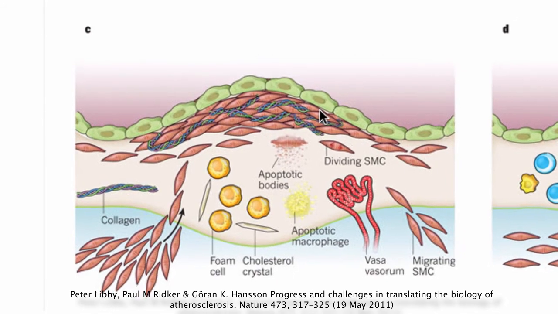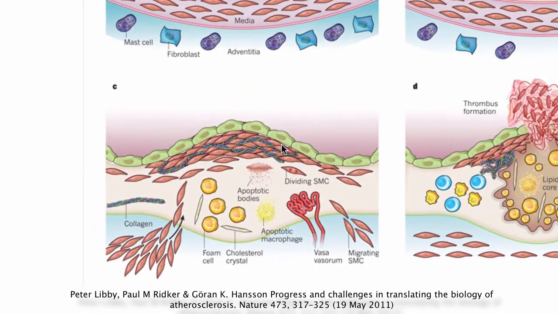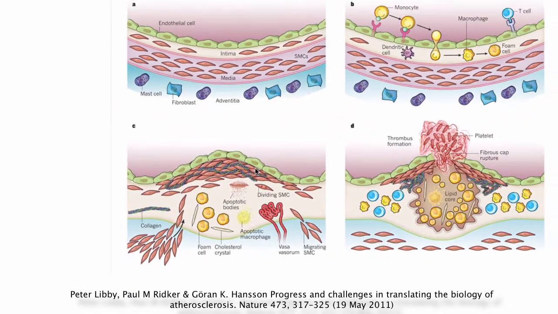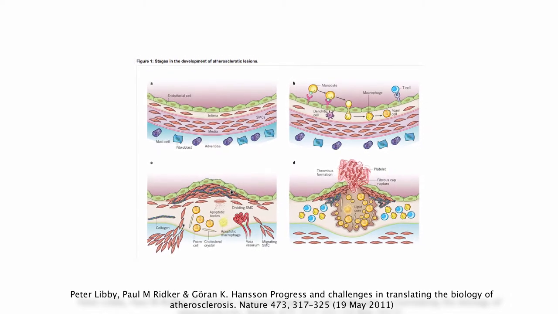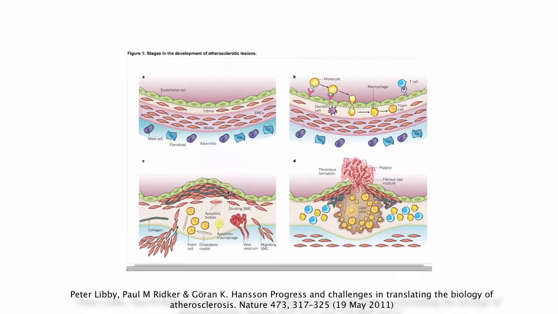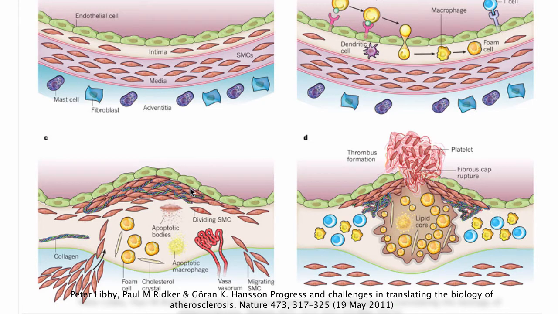It's important to note that as many plaques progress and expand, the arterial wall expands, which results in little compromise of the lumen. Limitation of blood flow does not occur until plaques occupy about 50 to 70% of the lumen. Some plaques grow inward, and then the lumen is narrowed, and blood flow is compromised. Inward growing plaques typically lead to angina.